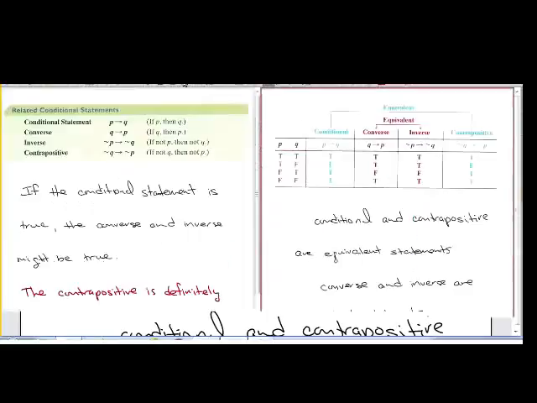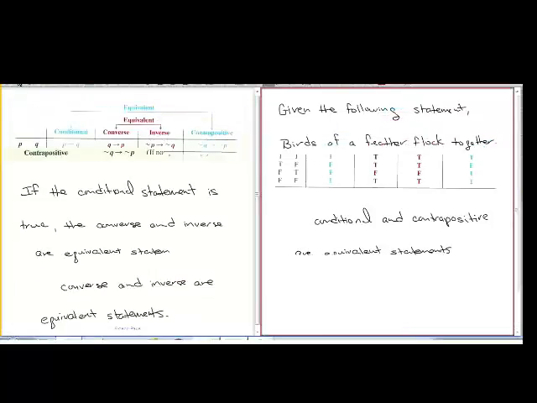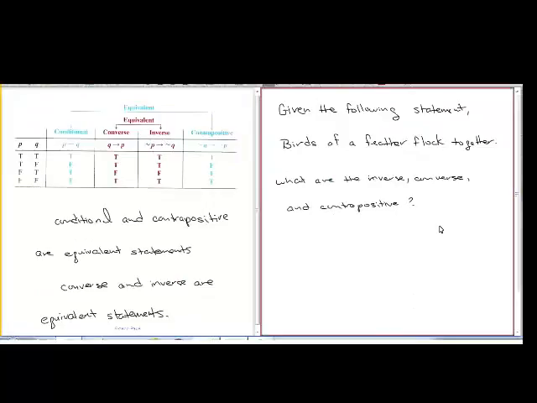So let me see if I've got an example somewhere here. So that they are equivalent because the final truth values are the same between the two. So I think I've got some examples here. Okay. Given the following statement, birds of a feather flock together, what are the inverse, the converse, and the contrapositive? So you got to do this for a couple of homework problems.